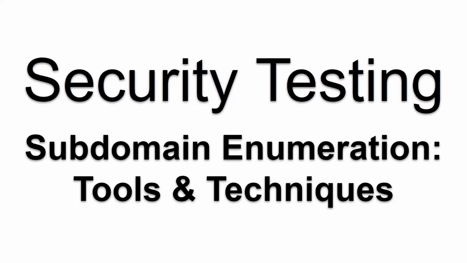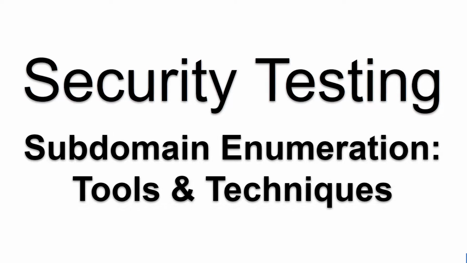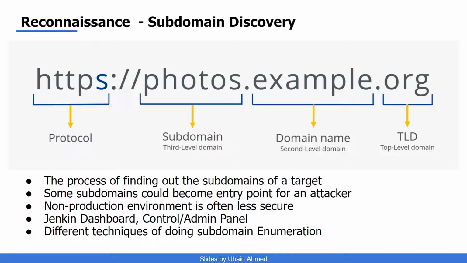One of the activities that we perform during reconnaissance is known as subdomain enumeration. It is a process of finding the subdomains of a target. It is a very crucial and important activity if the scope is not defined, because this activity can give us some interesting subdomains which could become an entry point for us during the security testing.